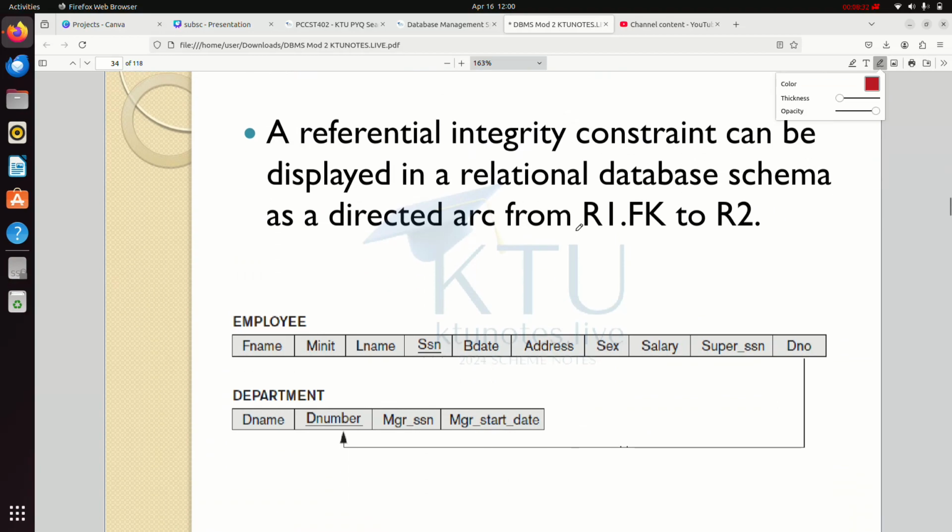That is another important thing. This is my employee schema, my department schema. So this department number is referenced from here. So I will be representing it like this. This is how the foreign key is represented in our relational schema.